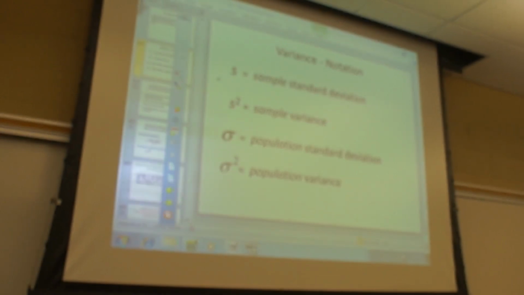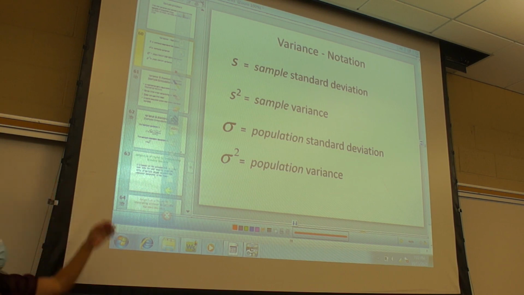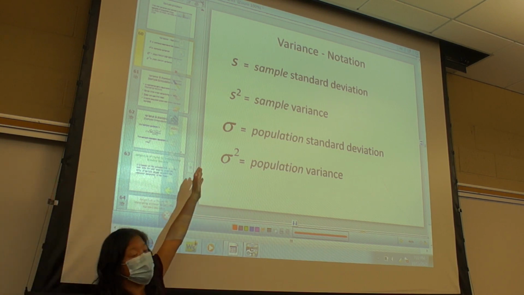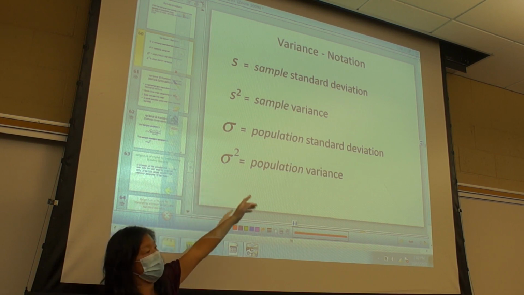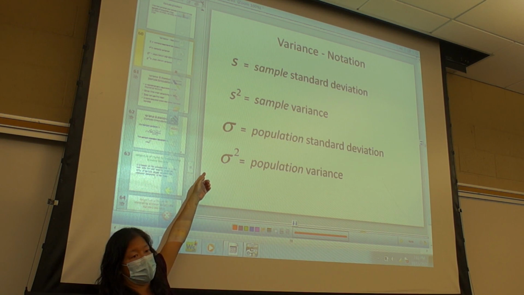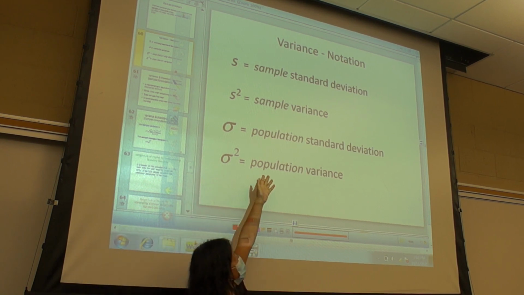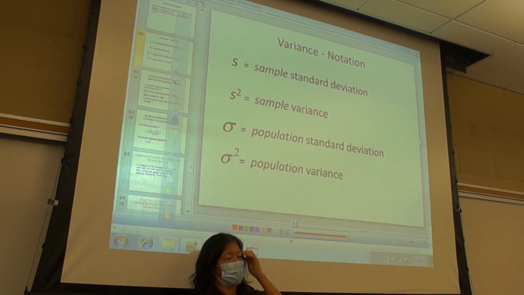All right, let's look at some notation. Variance. So S is our sample standard deviation. S squared is our sample variance. Right? They're for samples, so they're regular letters. Our sigma, Greek letter, is our population standard deviation. If you square sigma, you get sigma squared. Square the population standard deviation, you get population variance.